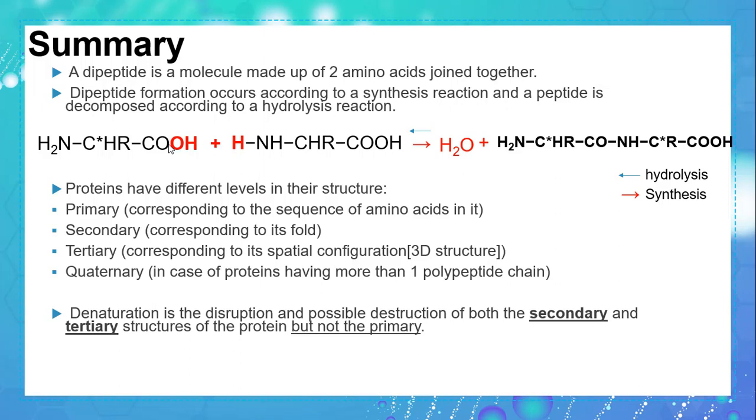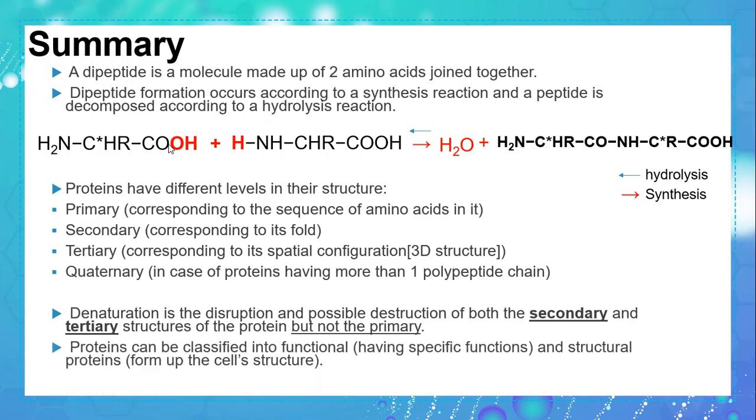Denaturation is the disruption and possible destruction of both the secondary and tertiary structures of the protein, but not the primary. And finally, proteins can be classified into functional, having specific functions, and structural proteins that form up the cell's structure.